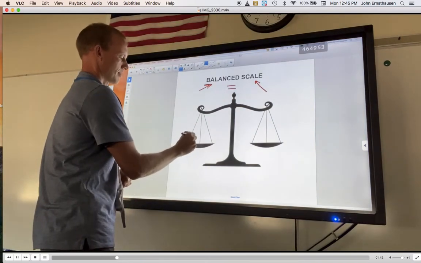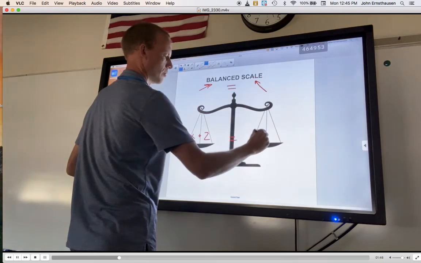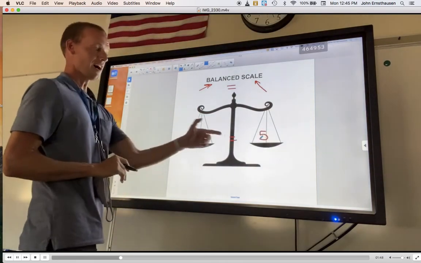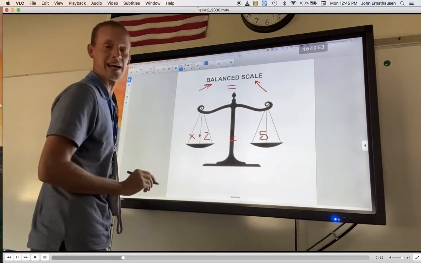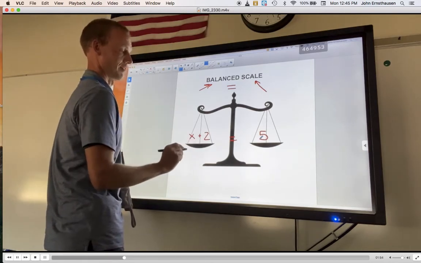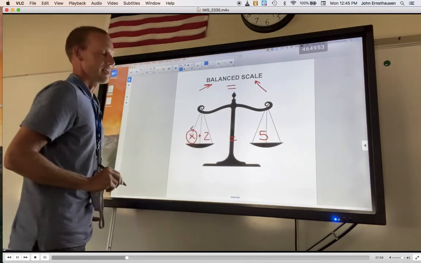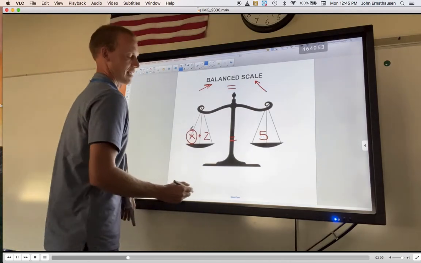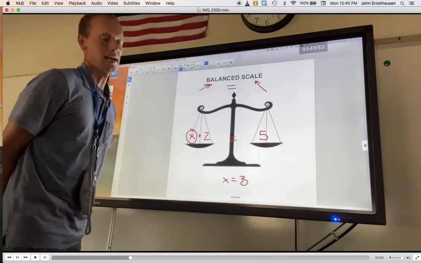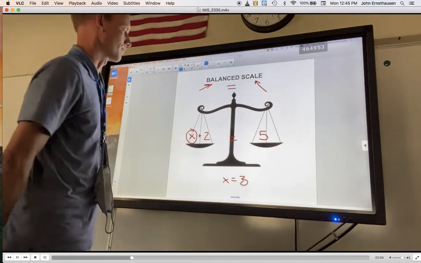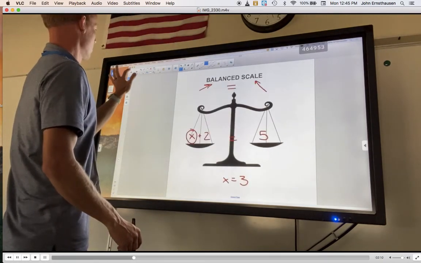So if you saw something like this, if it said x plus 2 equals 5, because there's an equal sign, it means it is a balanced scale. This is called an equation. All right? Our goal today is going to be to solve for x. And I think a lot of you know right now the answer is 3. Okay, and we're going to talk about how we solve that, all right? So, balanced scale, unbalanced scale.